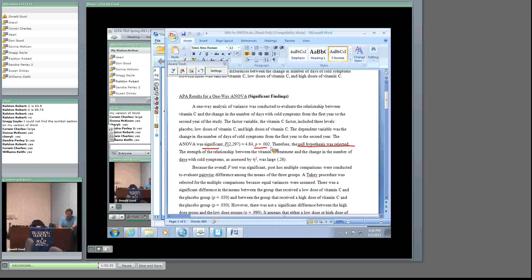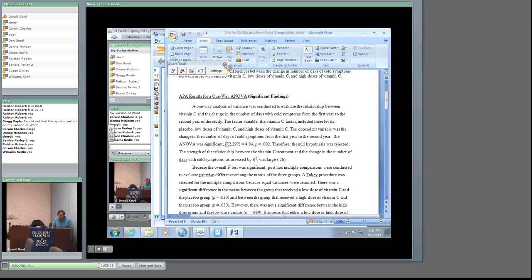And then we talk about eta squared, and there's that eta characteristic. We say it was large, and we report what the number was. Now this is a good time to go back and say, if I want to find it, how do I? I'm told to go to Insert, Symbols to the right here. Oh, up here, okay. And I get, actually, eta squared.